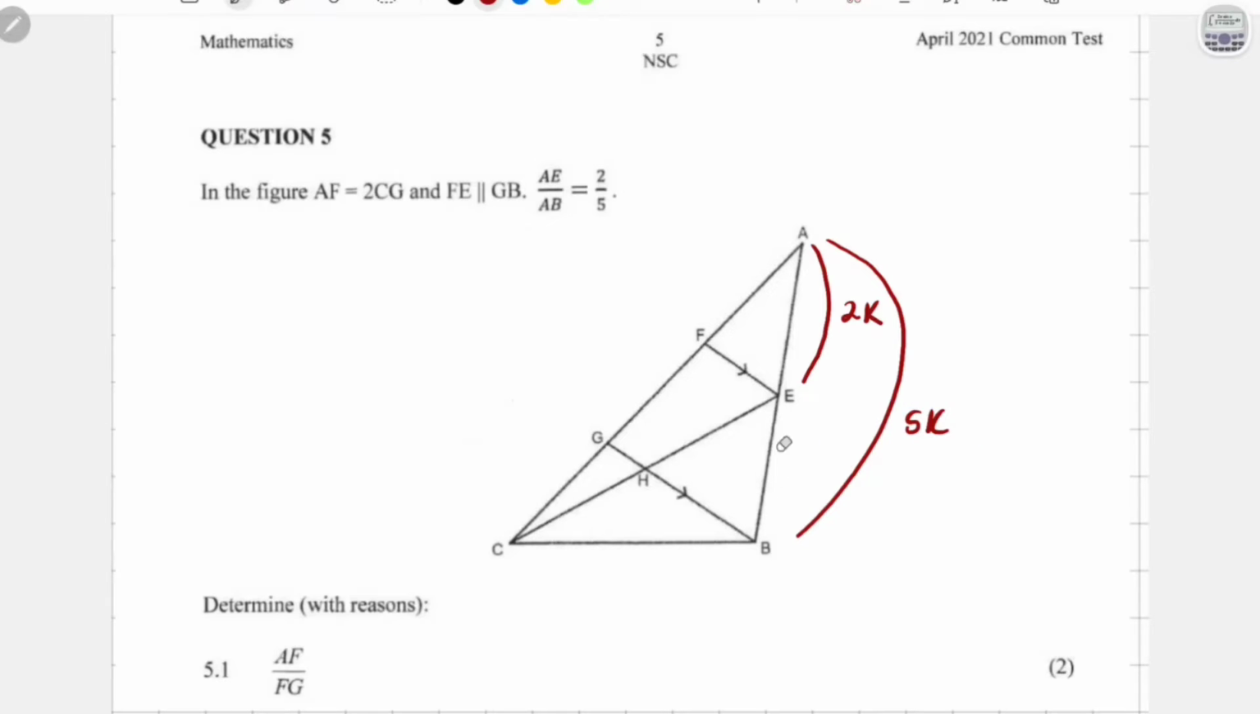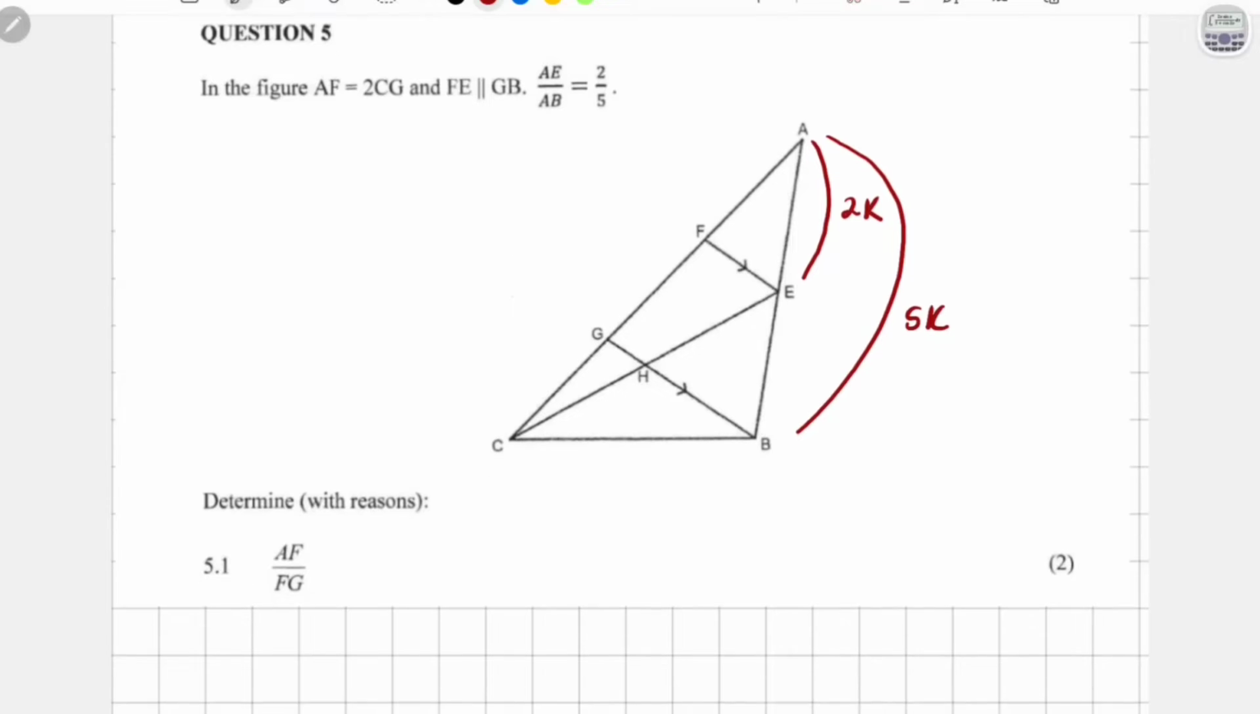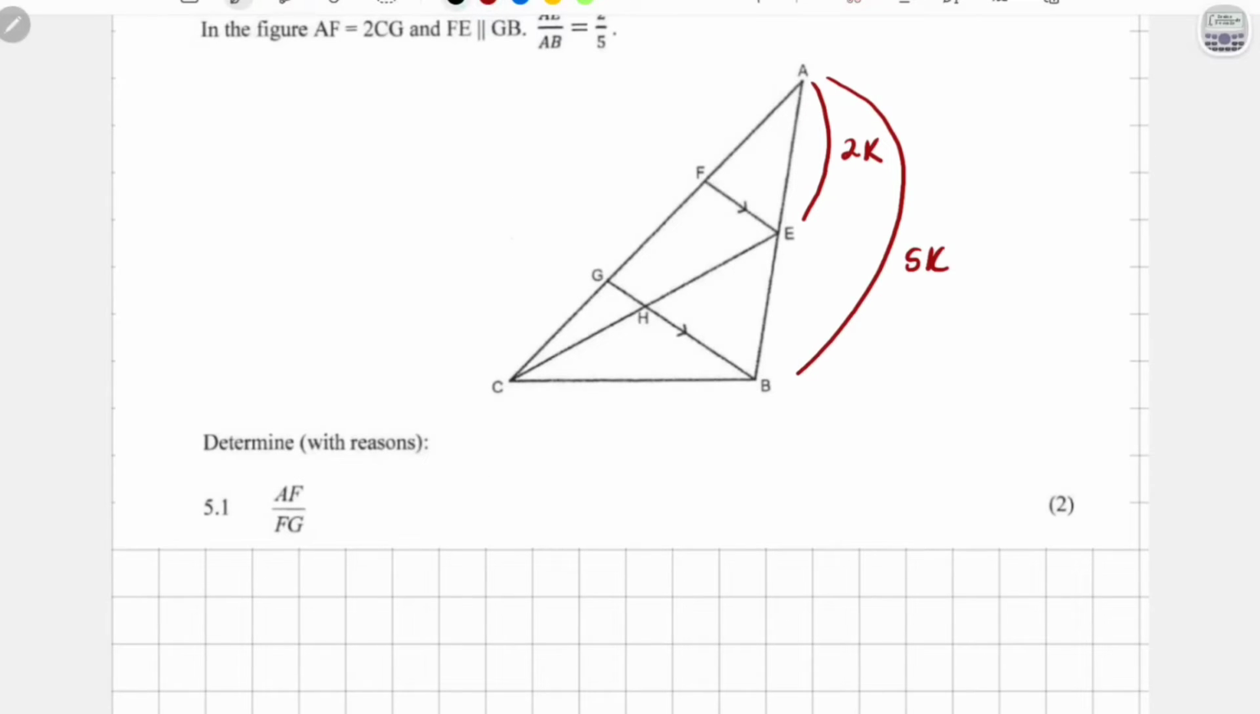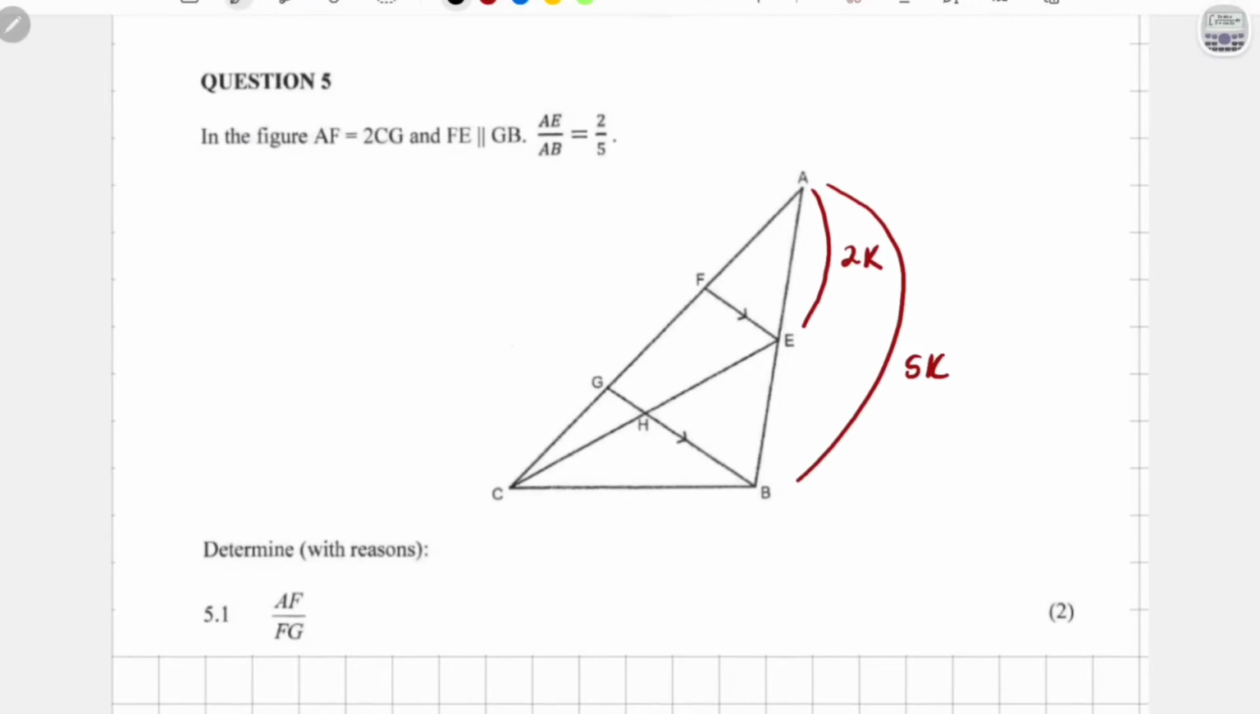Okay, so that can already show you what EB is going to be. But the first question is you need to determine AF over FG. So do you see AF over FG? Because we are given that these two are parallel, and we know what AE over AB is, we can find AF over AG, really. But because they want us to find FG, we're going to have to find that.